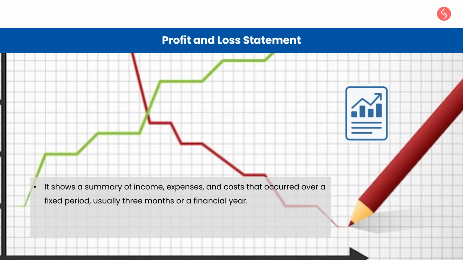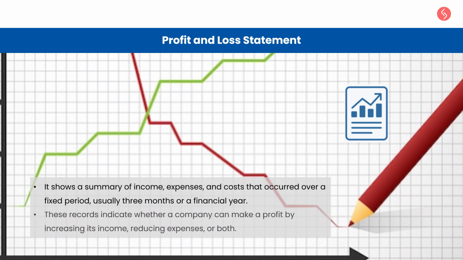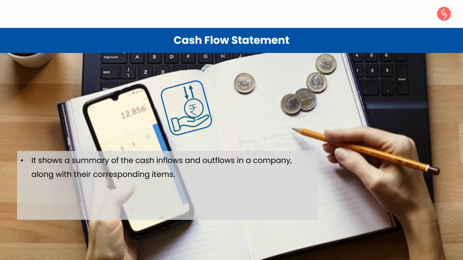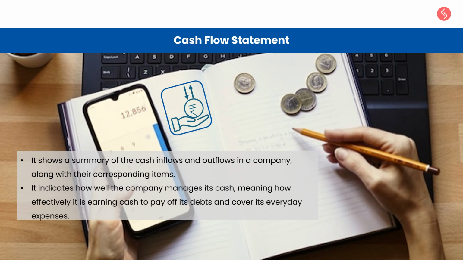The profit and loss statement shows a summary of income, expenses, and costs that occurred over a fixed period, usually 3 months or a financial year. These records indicate whether a company can make a profit by increasing its income, reducing expenses, or both. The cash flow statement shows a summary of the cash inflows and outflows in a company, along with their corresponding items. It indicates how well the company manages its cash, meaning how effectively it is earning cash to pay off its debts and cover its everyday expenses.